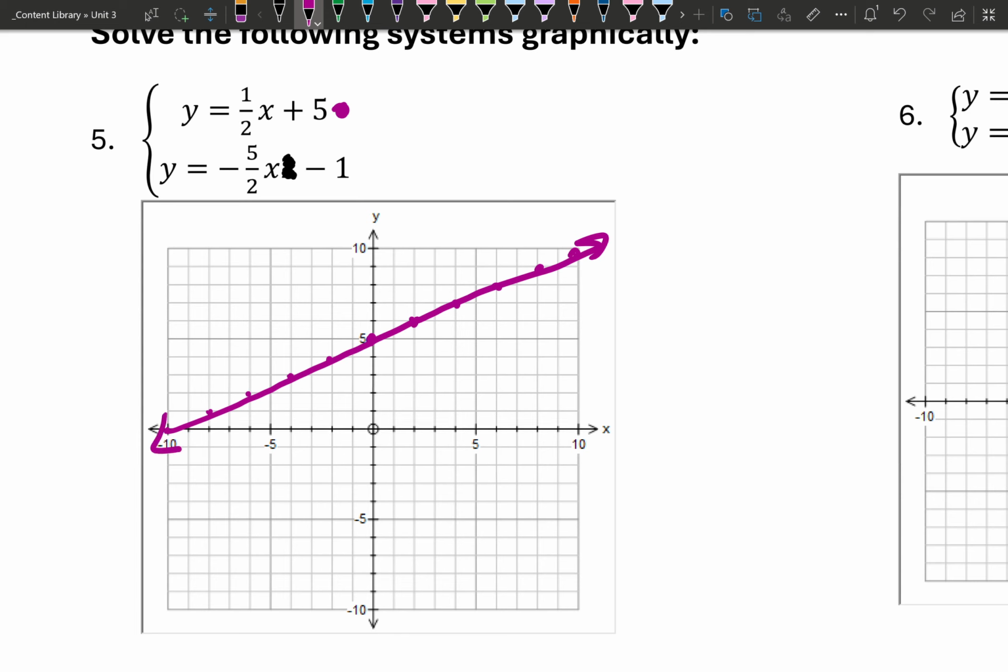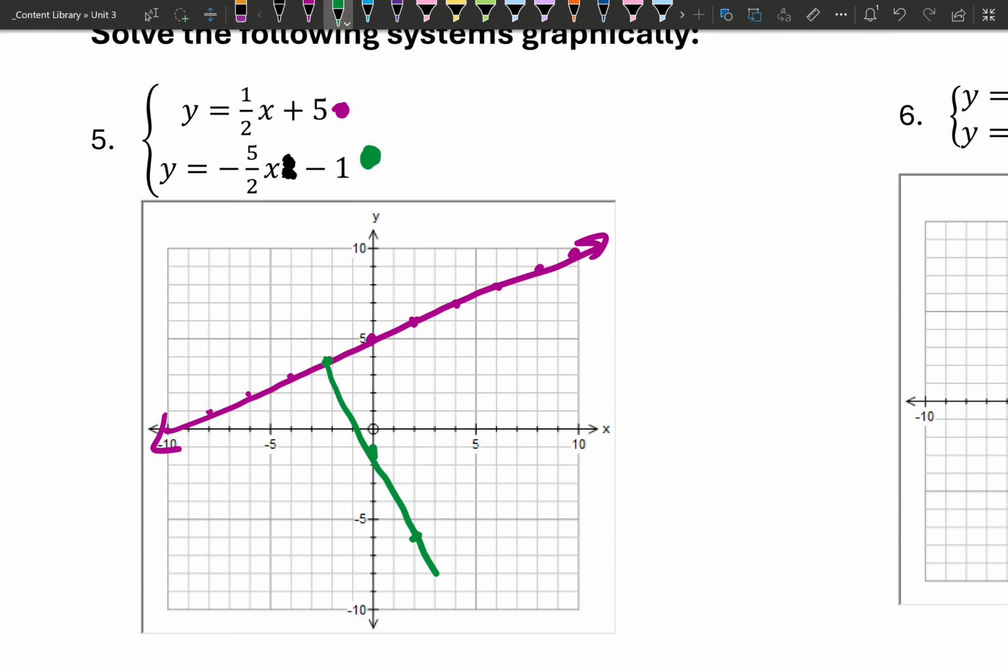Beautiful. Let's graph the second one. I'll do it in green. There it is. This one starts at negative 1 and goes down 5 to the right 2. 1, 2, 3, 4, 5, 1, 2. 1, 2, 3, 4. Not enough room. Let's go 1, 2, 3, 4, 5 to the right 2.